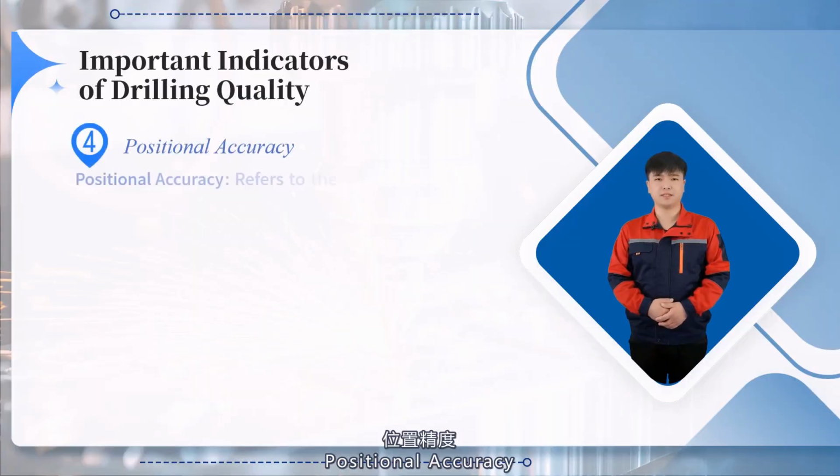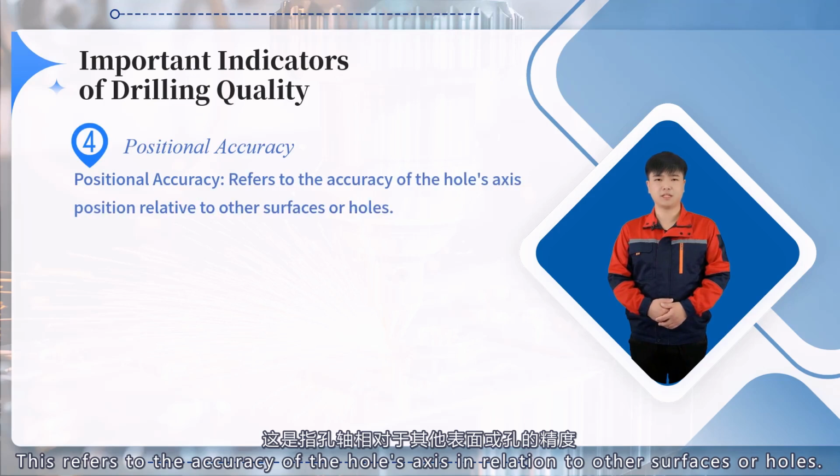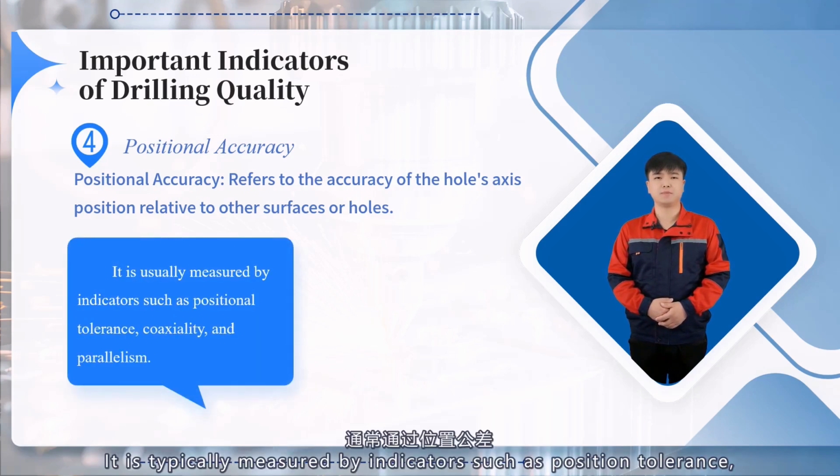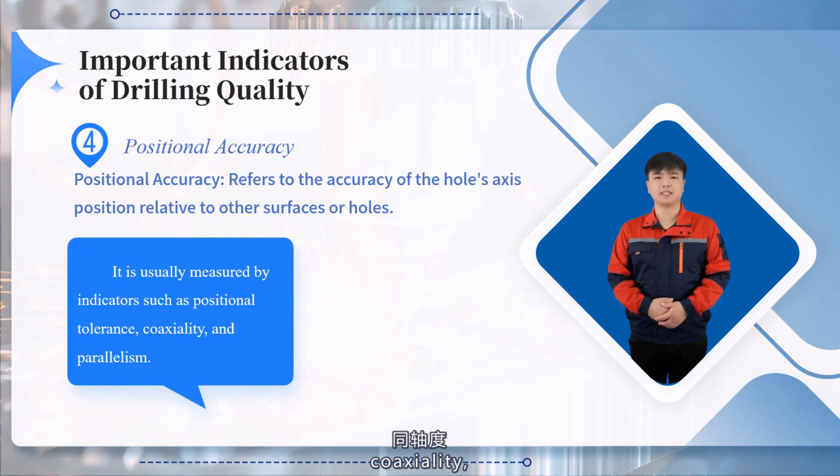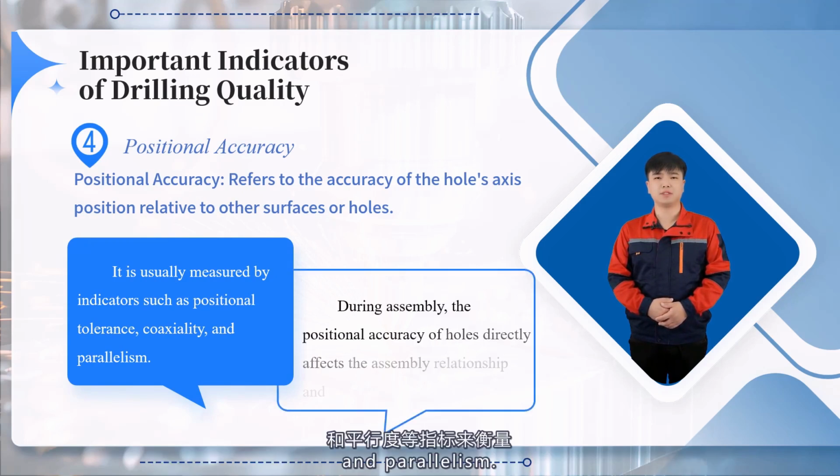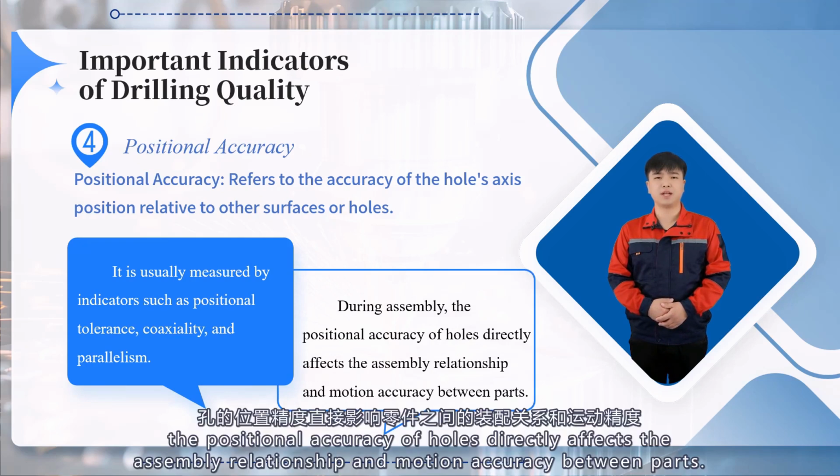Positional accuracy. This refers to the accuracy of the hole's axis in relation to other surfaces or holes. It is typically measured by indicators such as position tolerance, coaxiality, and parallelism. During assembly, the positional accuracy of holes directly affects the assembly relationship and motion accuracy between parts.